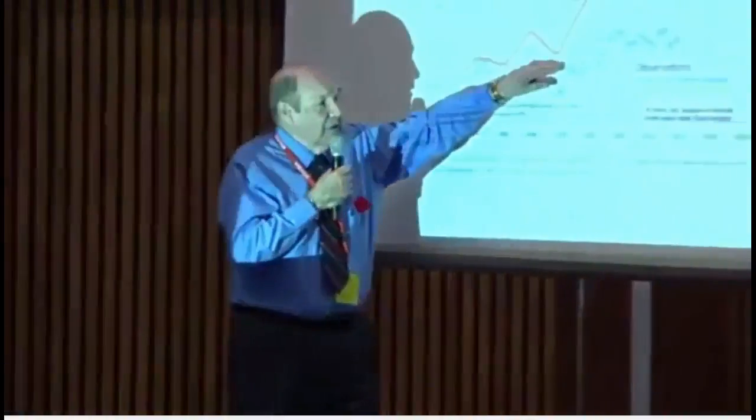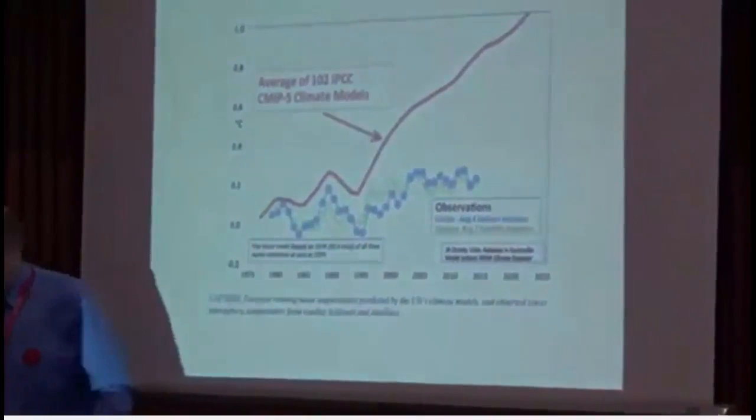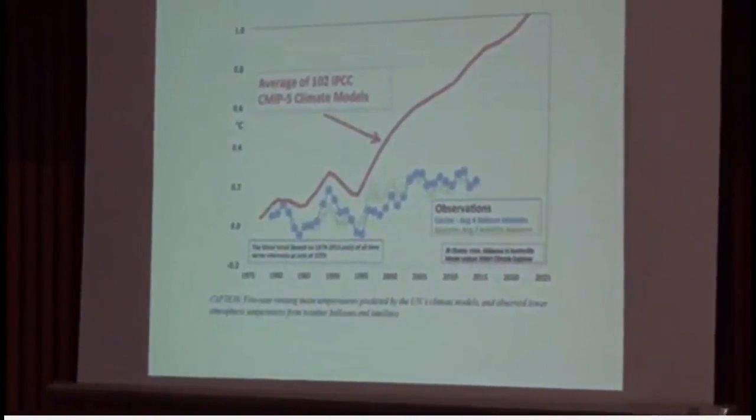This is John Christie's presentation to the U.S. Congress, and of course I think Tony already showed this graph. This is the actual balloon and satellite observations, and this is the average of the models.